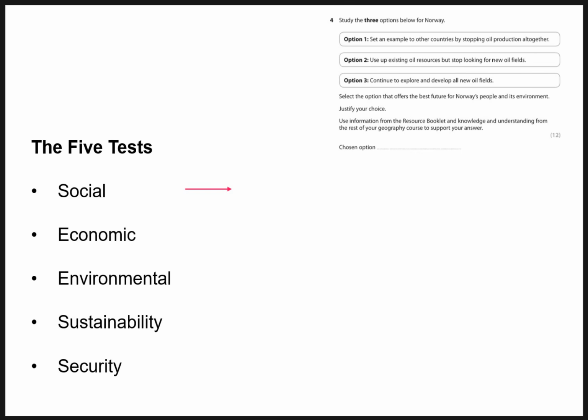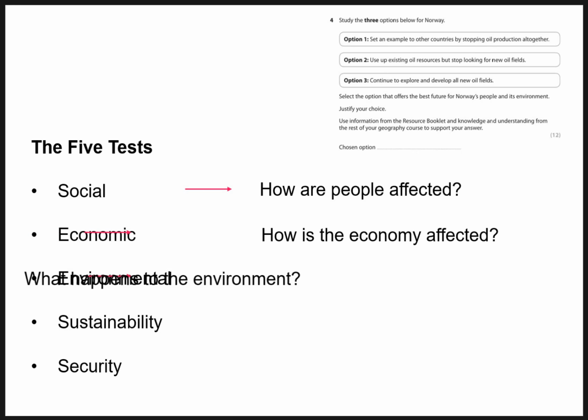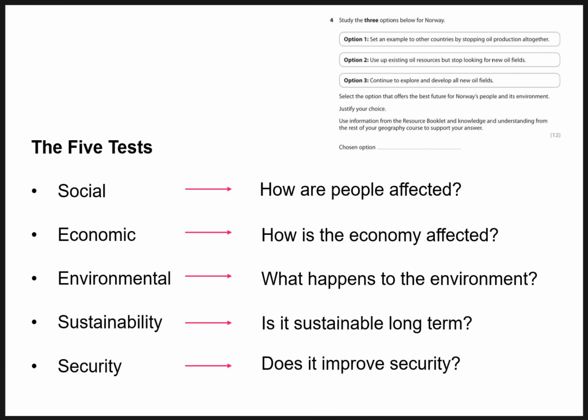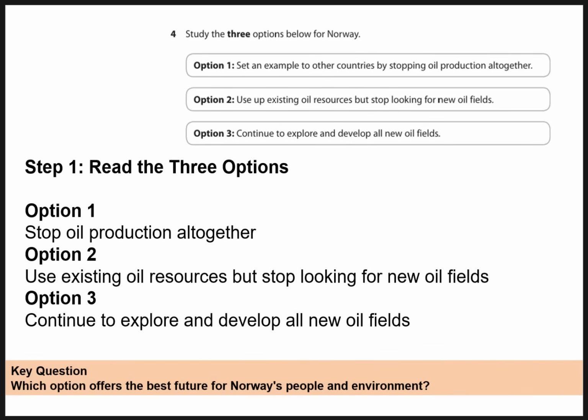So the 5 tests: social. So how are people affected? Economy. How is the economy affected? Environment. What happens to the environment? Sustainability. Is it sustainable in the long term? And security. Does it improve security? So if you apply these 5 tests, they should provide a good starting ground for these 12 mark questions.